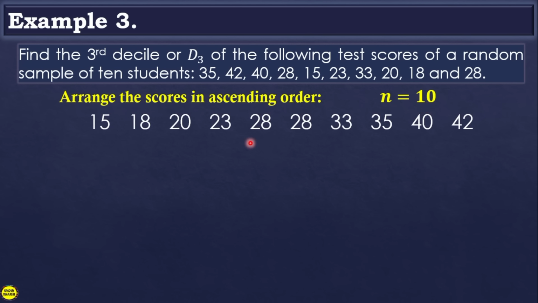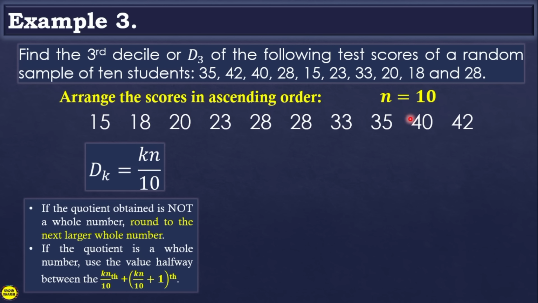So, after natin ma-arrange yung scores in ascending order, using the formula k times n over 10, since pinapahanap sa atin yung third decile dito, yung k natin, that is 3. No? Papalitan natin yung k ng 3. And then yung n natin, that is 10.